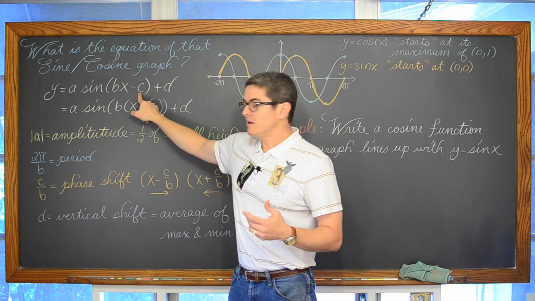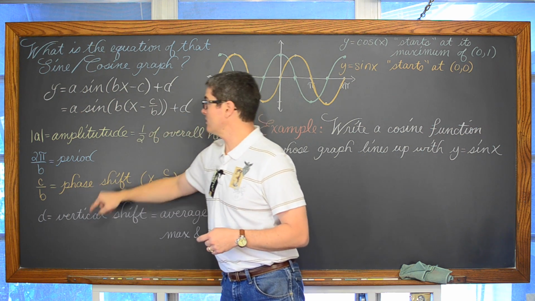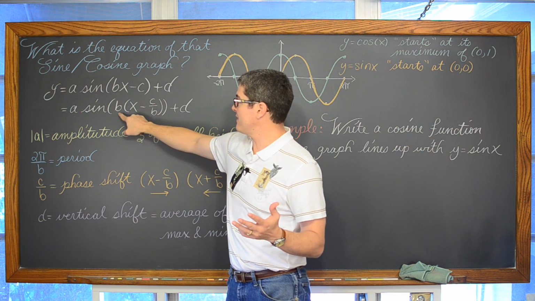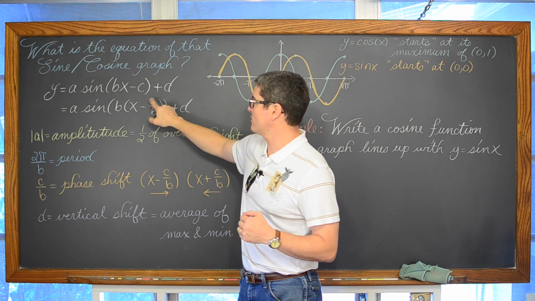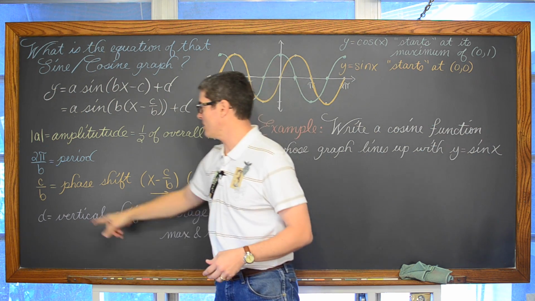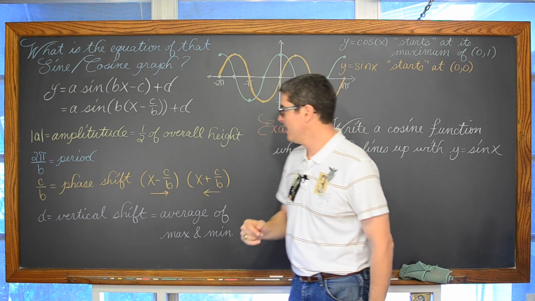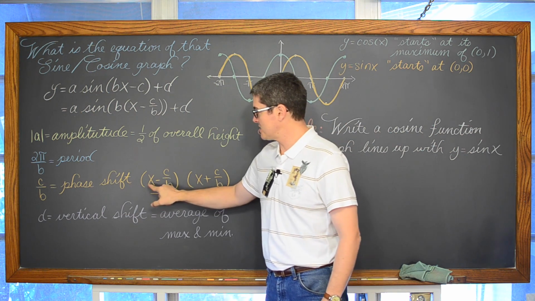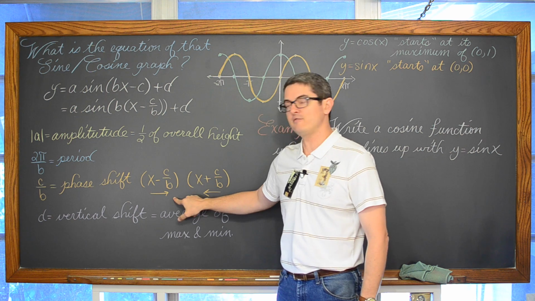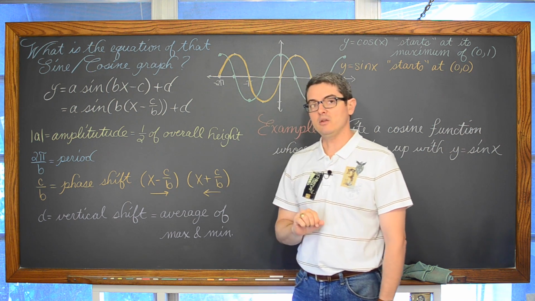Either c over b, or if your textbook has this factored out again and this coefficient of 1, whatever comes after that minus in your general form will be the phase shift. For my pre-calculus book using this notation, c over b is going to be the phase shift. And if you see x minus c over b, that's a phase shift to the right, c over b units.